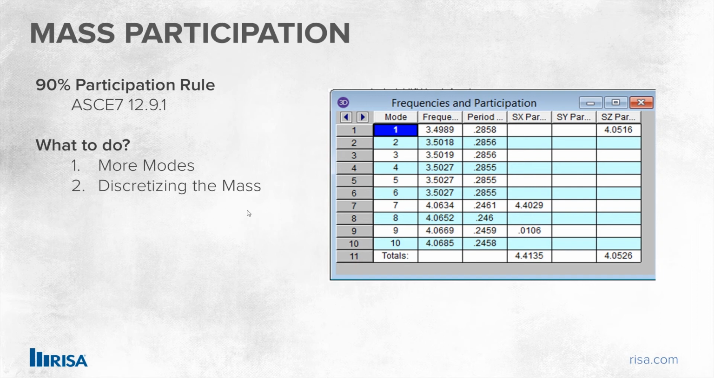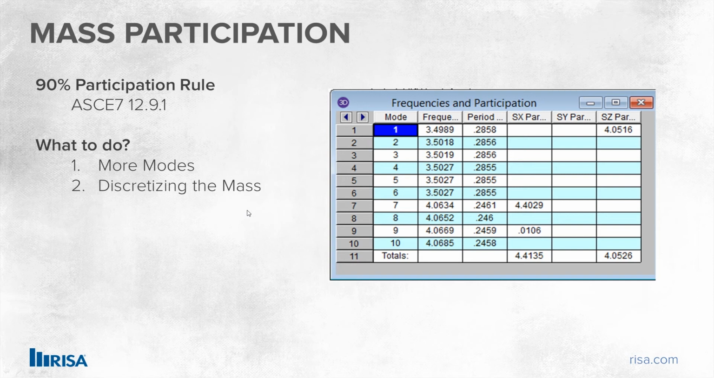Another thing you can do is discretize the mass. If the way you're applying that load is not adequately getting the loads directly to the structure, it might be lumping too, because things like walls are going to be stiffer and they might be drawing some of the loads. They're more rigid, so they're drawing some of the loads to them, and different elements can cause issues where you're just not seeing mass participation.